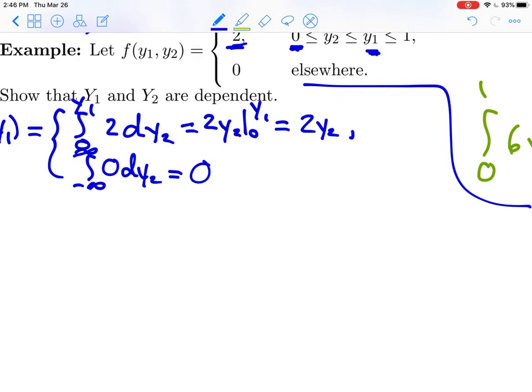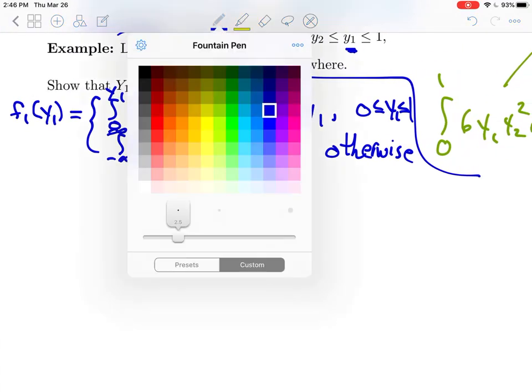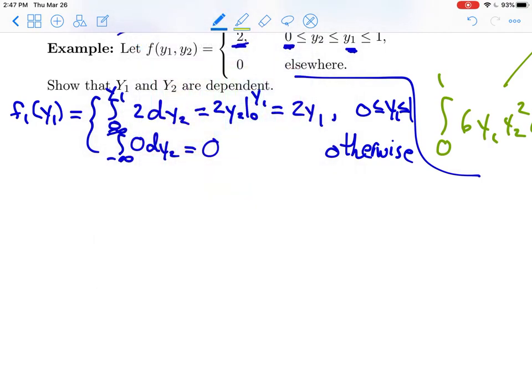And so this is when we have values for, so we should just get 2y1. We're plugging in y1 for our y2. So when our values of y1 are between 0 and 1, and we get 0 otherwise. To find our marginal density for y2, we have an integral of 2 dy1.